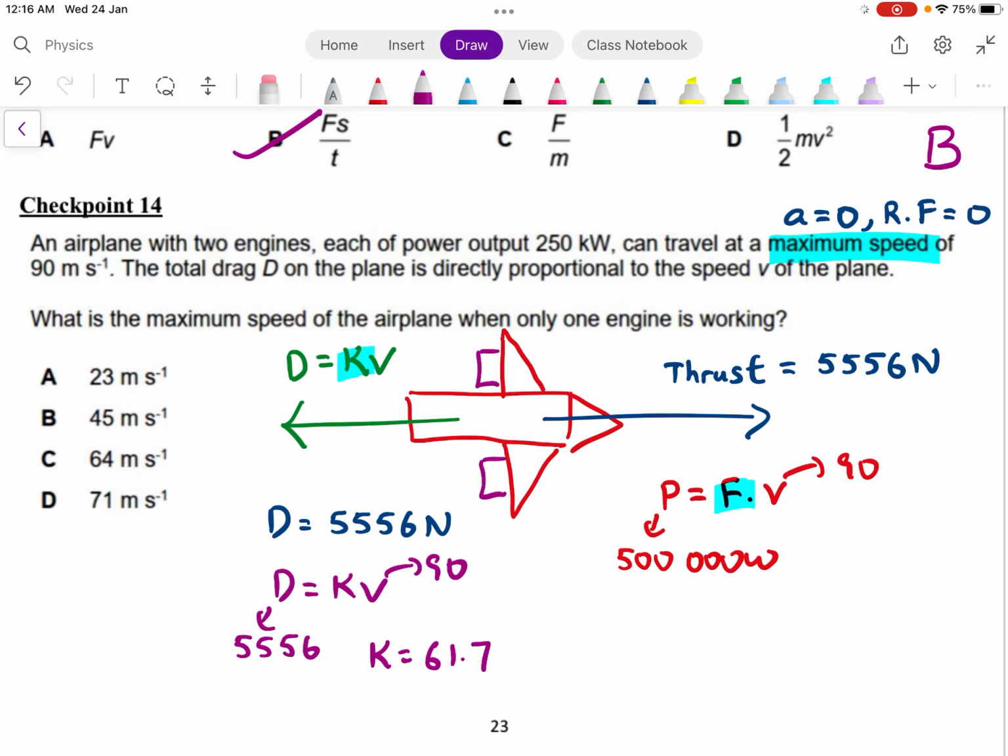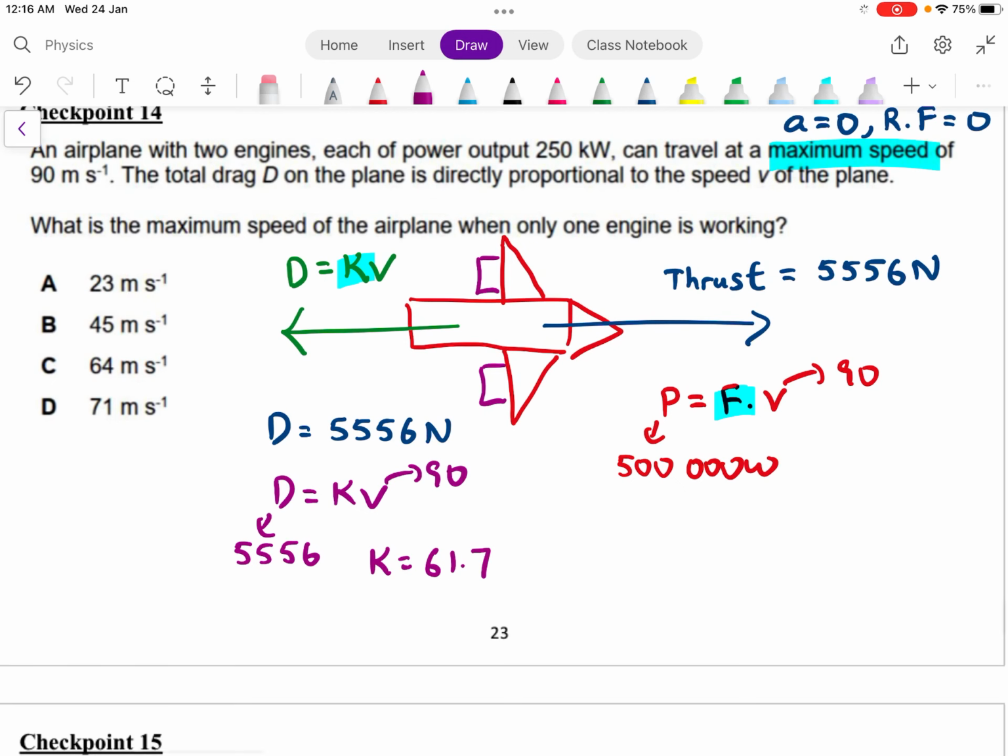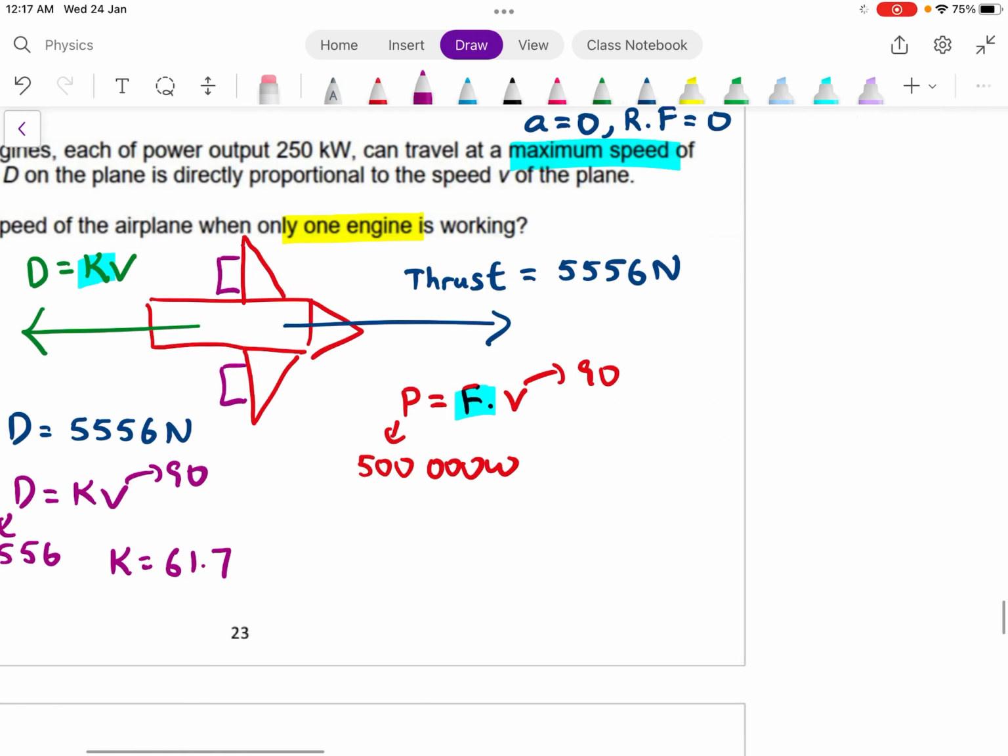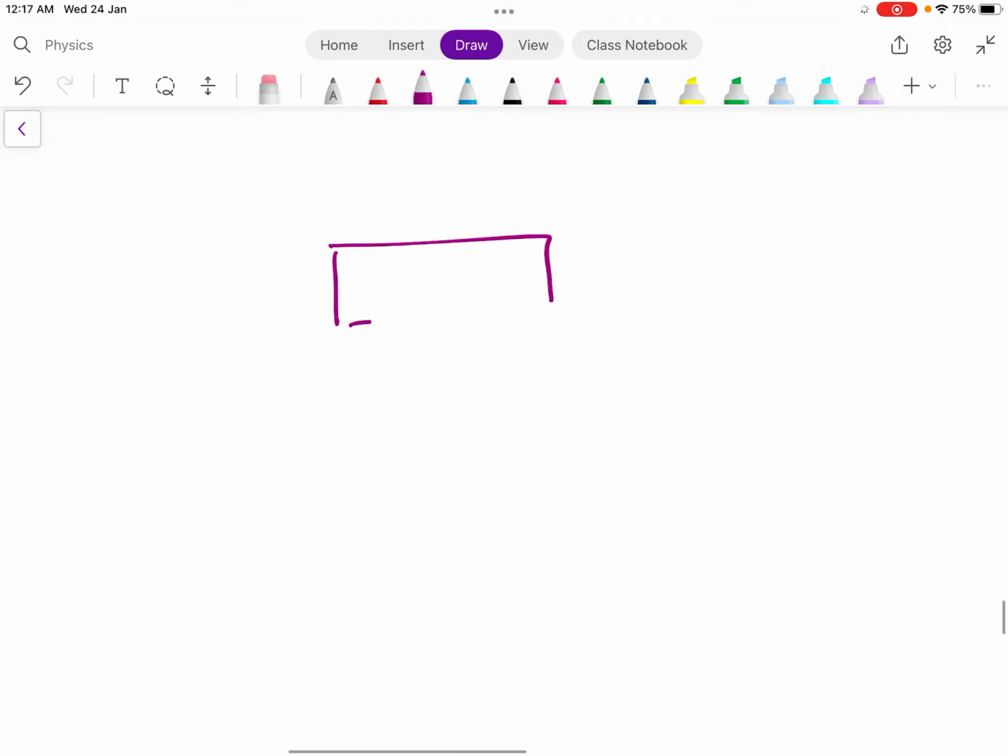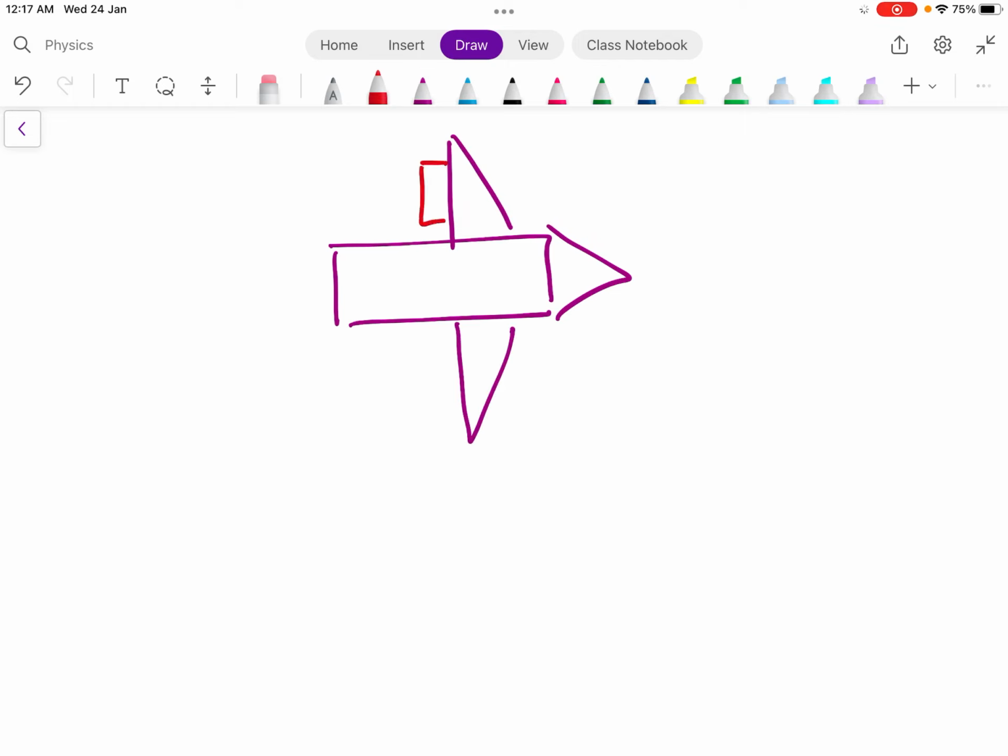After finding K, now we want to determine the maximum speed of the airplane when only one engine is working, meaning the airplane only produces 250 kilowatt. Let's see how we do it. I draw a new airplane. There's an engine right here that is working, which is 250,000 watt. There's one engine that's not working, so I just cross it. First I need to determine the thrust.